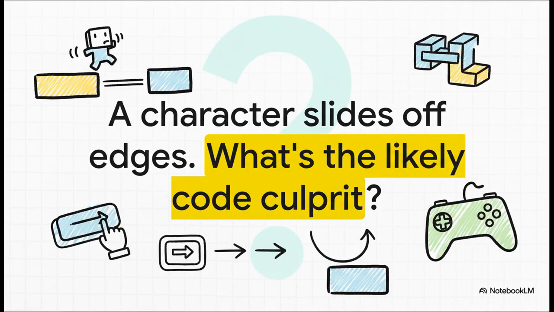All right, next up. This one's about inputs. Imagine you're making a 2D platformer. Something that needs really tight controls. But you have a bug. Players are complaining that when they let go of the D key right at the edge of a platform, their character keeps sliding for just a split second and falls off. What's the most likely cause of that annoying slide?